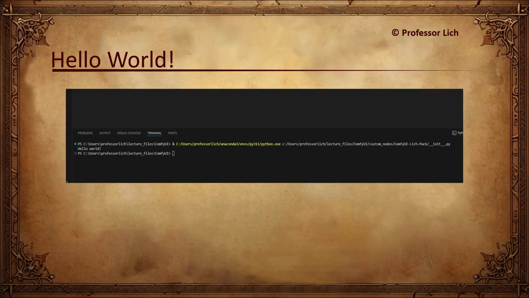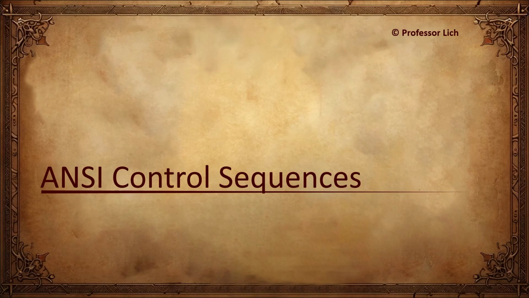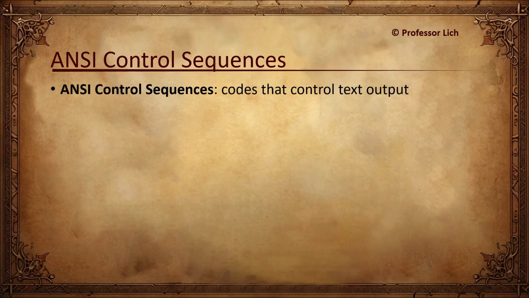You'll see that it'll come up among all those usual lines in the terminal that you see when it runs. But then look at what other devs can do. Can we do that? Of course we can. We can use something called ANSI control sequences. Essentially, it's a code that controls text output.